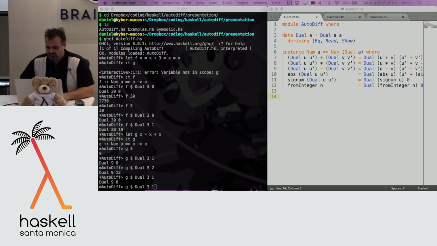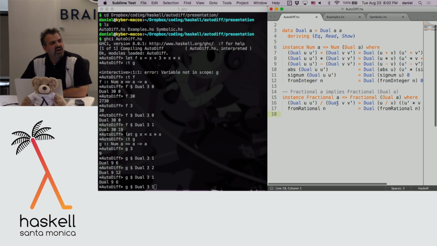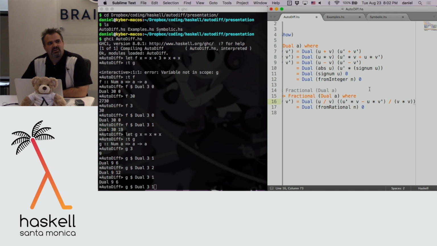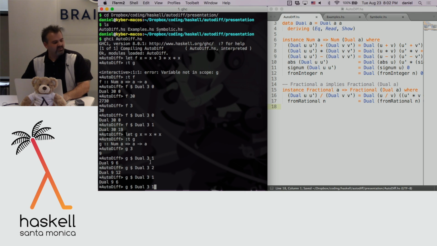I also want to be able to take derivatives of fractionals, so I'm going to put that in there. Fractional A implies fractional dual A. So we need a way of dividing duals. How do we divide the first of the pair? It's just regular division, whatever the division for A is. How do we divide the second? Well, if you're taking calculus, you just remember the quotient rule. Or you don't, but you at one time saw the quotient rule. Look it up in the book. Some of these I had to look up in a book. You can encode it right here. This is really just the quotient rule. And now we have a fractional instance. So we can save that.